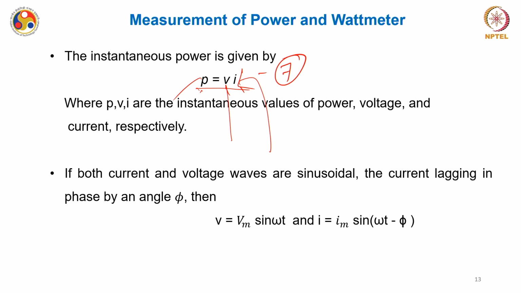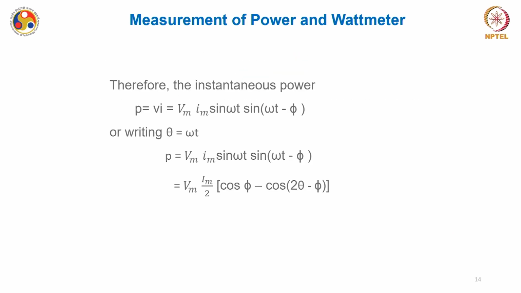Now if both current and voltage waves are sinusoidal, with the current lagging in phase by an angle phi, then we can simply write V is equal to Vm sin omega t, and since current is lagging behind this voltage, I can write I is equal to Im sin(omega t minus phi). I am calling this equation 8 and this equation 9. So in this case, current and voltage are sinusoidal, and current is lagging behind the voltage by a phase angle phi.